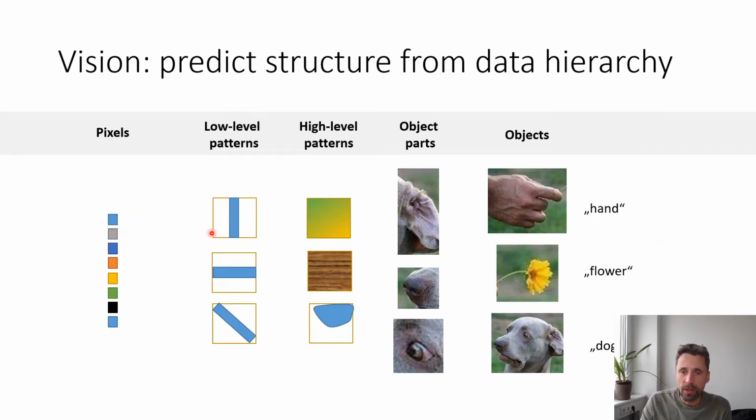In computer vision now, we basically want to do the same process but in reverse. So from pixels we want to detect lower-level patterns, high-level patterns, and we want to construct object parts from these, and then from the object parts we want to construct objects. So in the end we have the notion about where is the hand in the image, and where is the flower, and is there a dog or not.